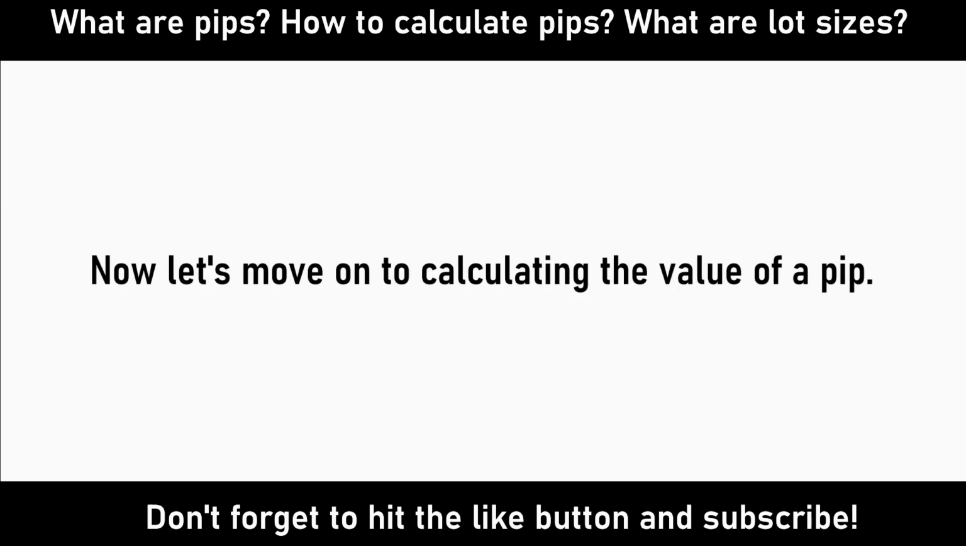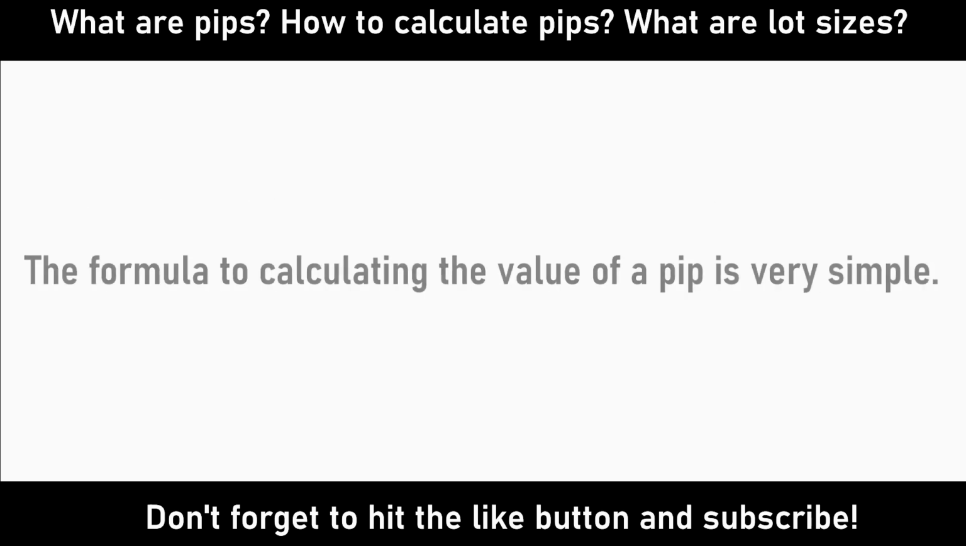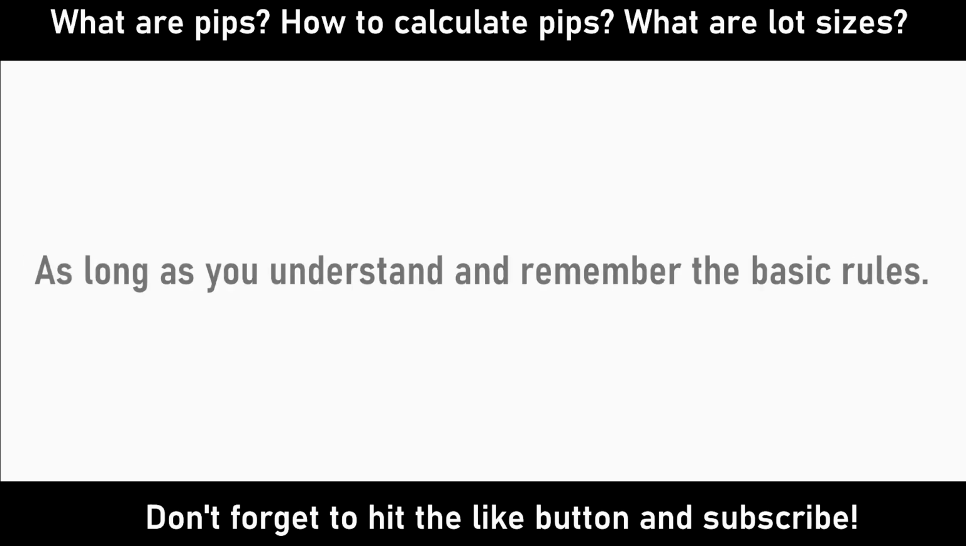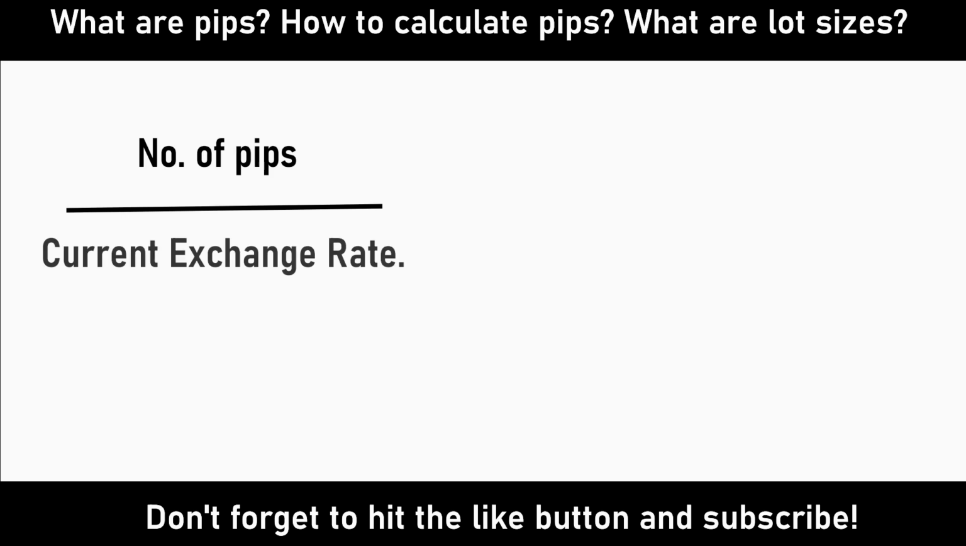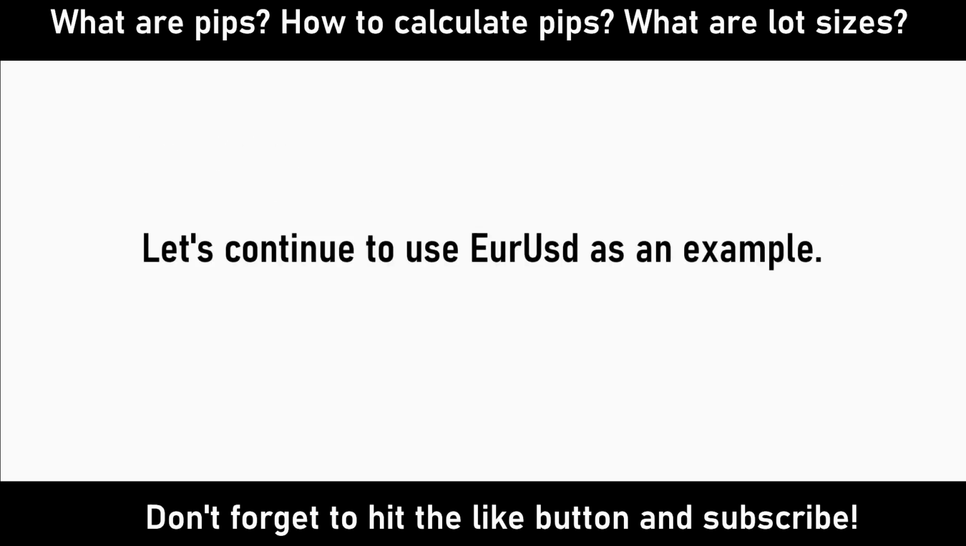Now let's move on to calculating the value of a PIP. The formula to calculate the value of a PIP is very simple, as long as you understand and remember the basic rules. All you have to do is simply take the amount of pips you're calculating, divide that by the current exchange rate, and then multiply that by the units of the lot size which you're using. Let's continue to use Euro USD as an example.